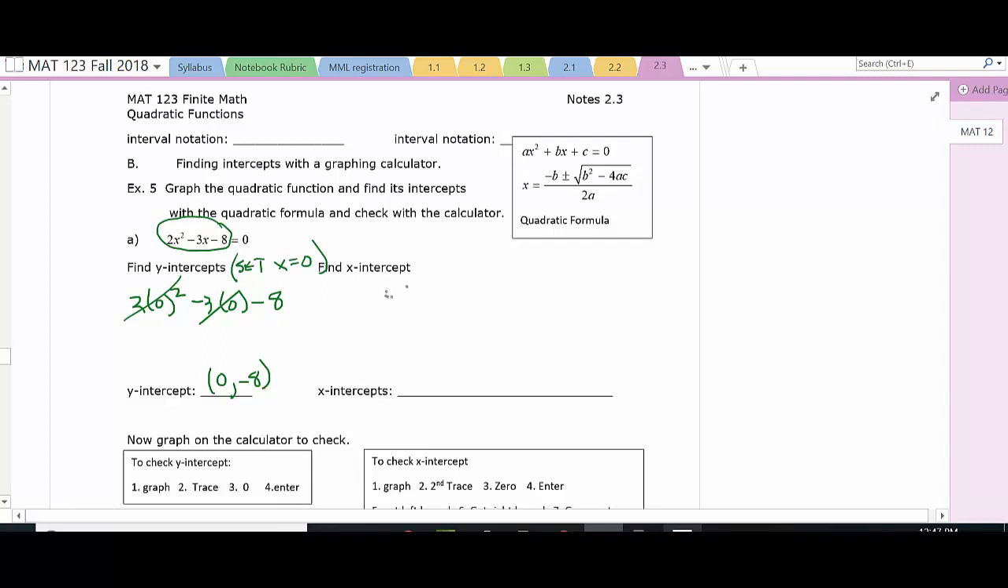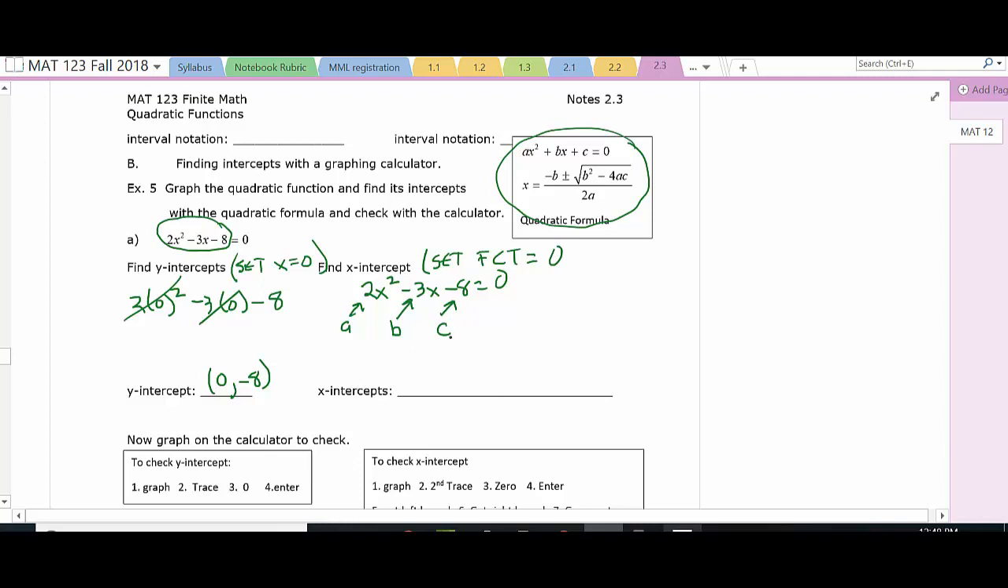When you find an x-intercept, you just set the function equal to 0. It's already set equal to 0, so we have 2x squared minus 3x minus 8 equals 0. Now this is what you've got to do, and the quadratic formula is kind of a prerequisite to this class. This is the quadratic formula, and I'm going to show you how you use this formula to get these x-intercepts. Basically, a is always the number in front of x squared, b is the number in front of x, negative 3, and then c is the constant.